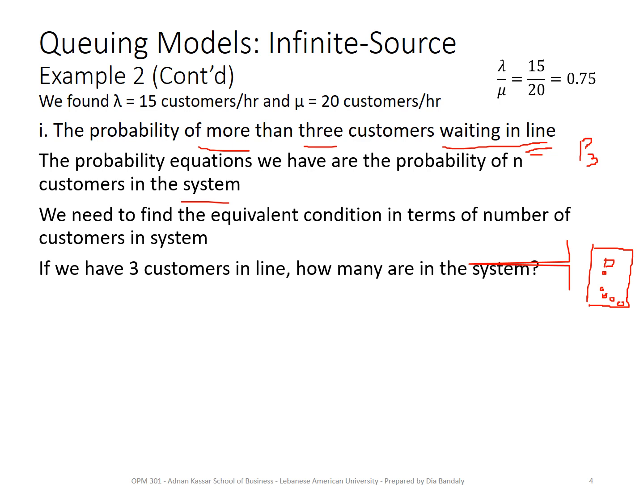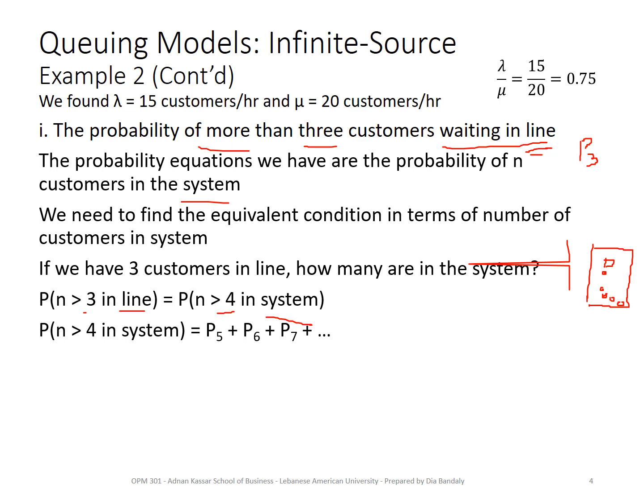It's very logical, right? So now I can rewrite my probability statement and say that to find the probability of more than 3 in line, I'm going to convert that into system. So instead of line, I have system. So instead of writing here 3, it will be 4 in the system. And now I can treat that normally. But now, what do you think? In which case I have more than 4 in the system? More than 4 in system, that means I have 5, 6, 7. All these cases satisfy this condition.